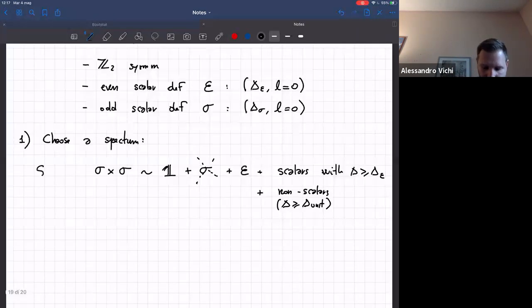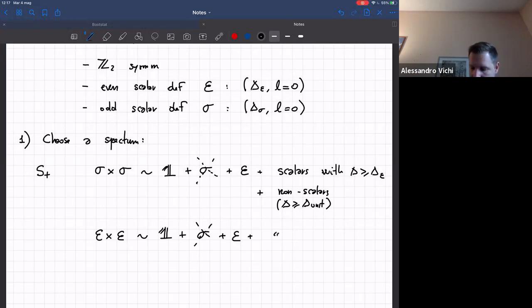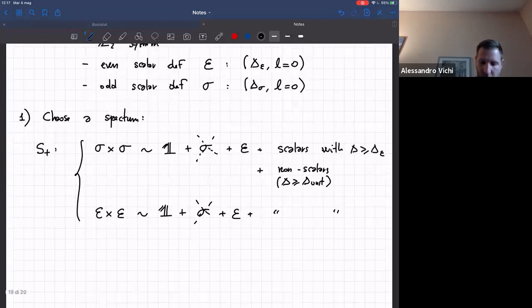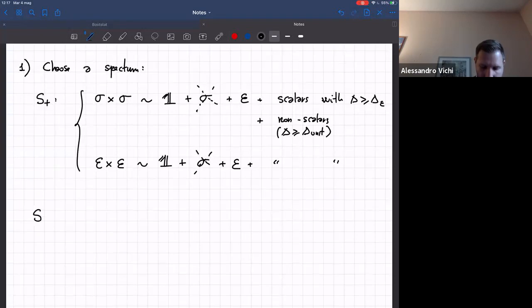So this is a spectrum of even operators, and incidentally it is the same that appears in the epsilon OPE. Again, there will be the identity, there won't be any sigma, there will be epsilon, and again, I can assume the same thing: the OPE runs over the same spectrum, which I call S plus. And eventually I could specify also the spectrum that appears in the OPE sigma with epsilon.